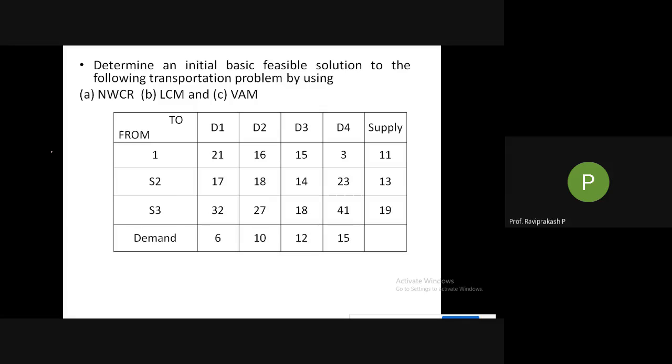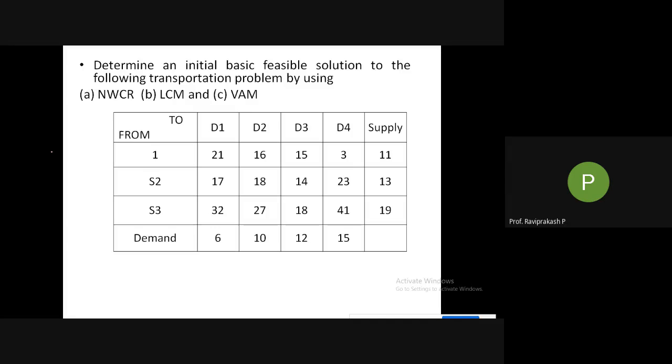Determine an initial basic feasible solution to the following transportation problem by using all three methods: first, the northwest corner method; second, the LCM method; and the third one, the VAM method. That is Vogel's approximation method.